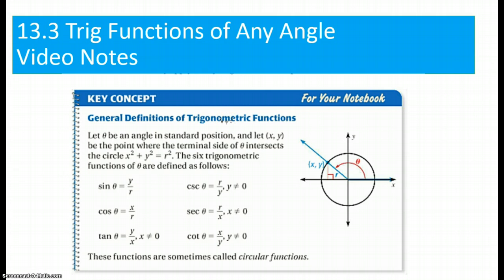So if I give you an angle theta, remember theta is from standard position to the terminal side, we can come up with these trigonometric functions. All we need is the side opposite, or the y value, the side adjacent, or the x value, and then the hypotenuse, which again, for this one, is going to be the radius of the circle.